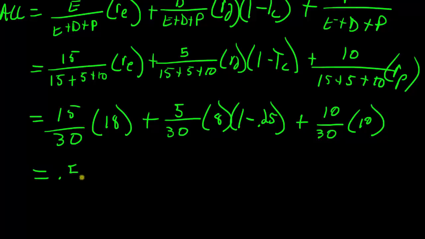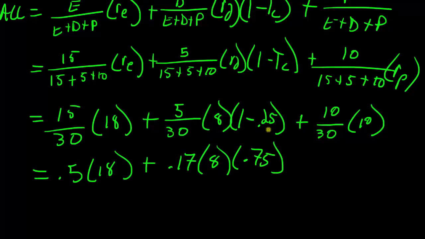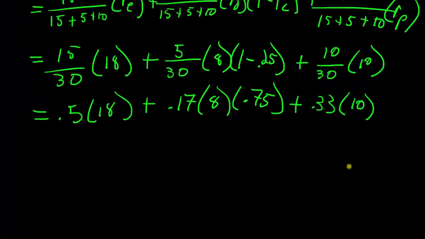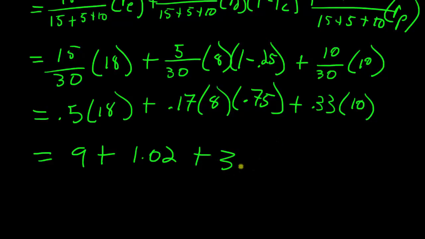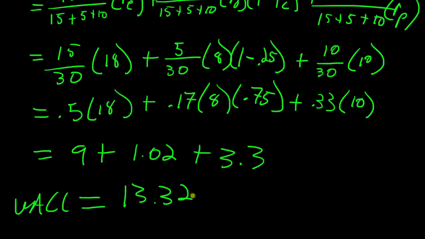So this is going to be 0.5 times 18, plus 0.17 times 8 times 0.75, where 1 minus 0.25 is 0.75, plus 1/3, 0.33, times 10. 1/2 of 18 is 9. Plus, here I'm going to use the calculator: 0.17 times 8 times 0.75 equals 1.02, plus 0.33 times 10 equals 3.3. And so my WACC is now equal to 3.3 plus 1.02 plus 9, 13.32.